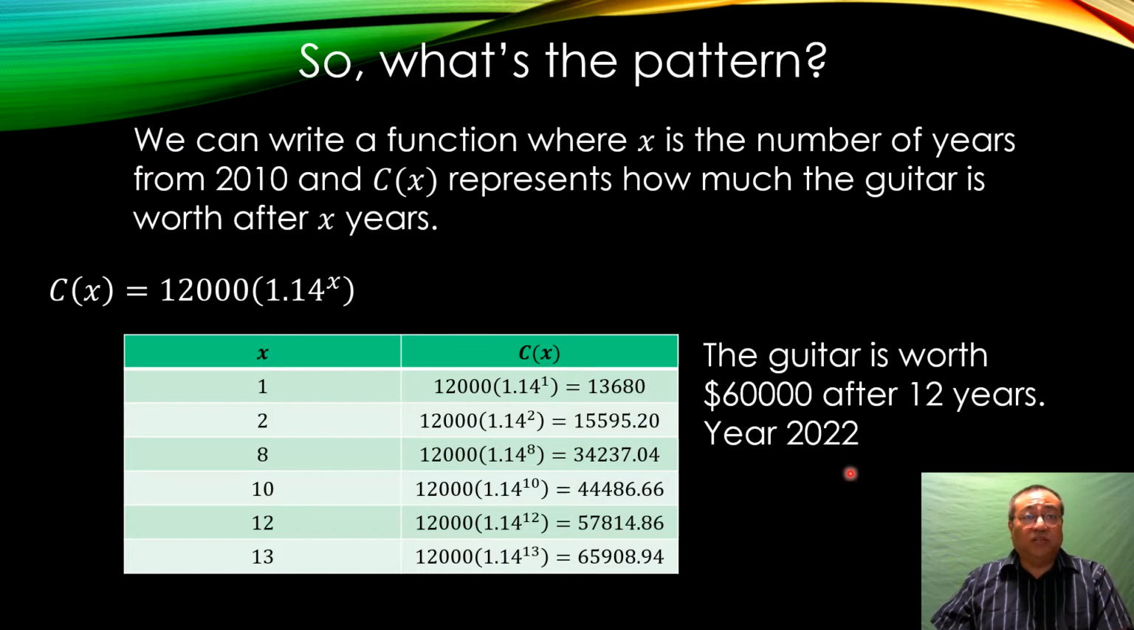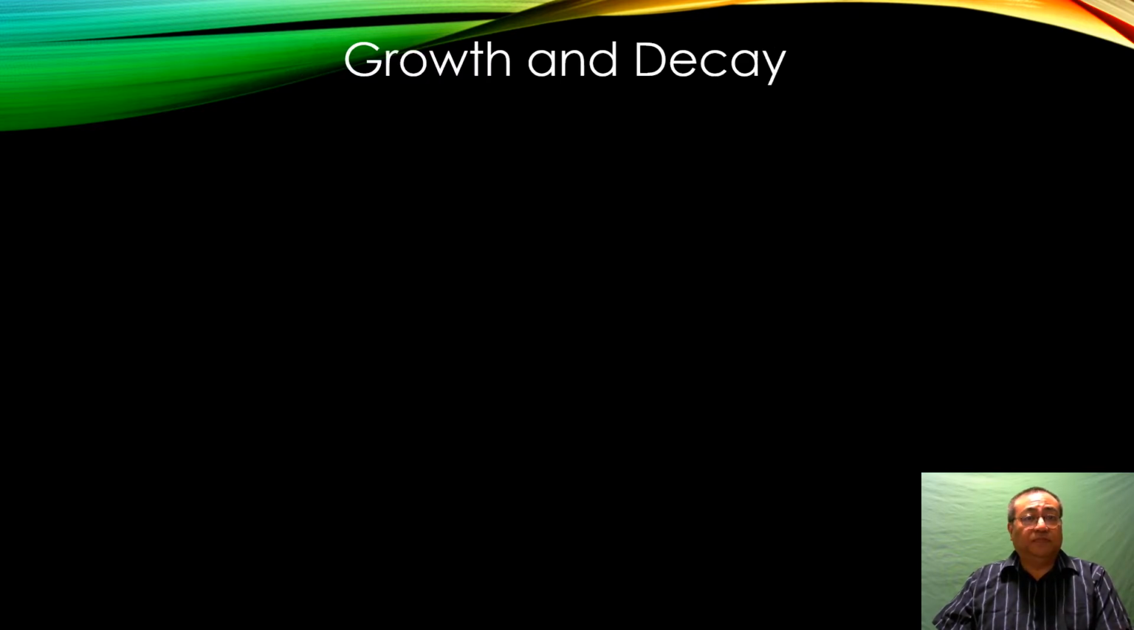That's year 2022. Don't forget, these are years beyond year 2010. Once we got the value of 12, we just added it to the original year of 2010, and we got the year 2022. So we look for the pattern, we found the pattern, and then we wrote the formula.